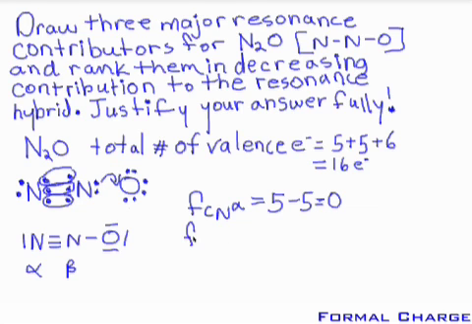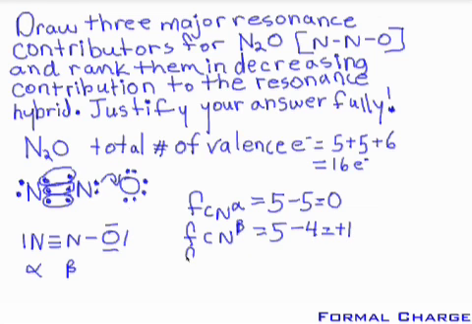Formal charge of nitrogen beta, the middle nitrogen. 5 valence electrons. There's no lone pairs, but we get 1 for each bond. 1, 2, 3, 4. 5 minus 4 equals plus 1.